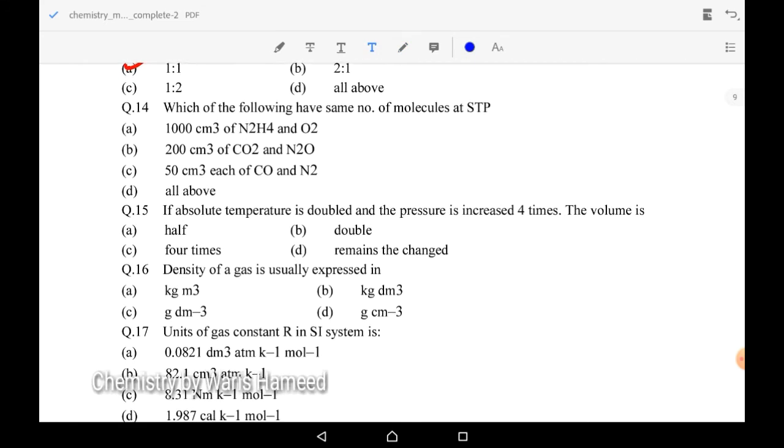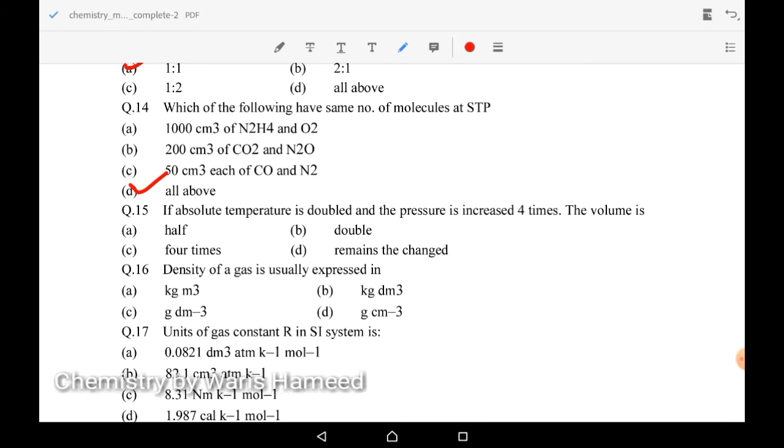Now 14th MCQ. Which of the following have the same number of molecules at STP? We have the gas at 1000 cm cube, and we know that equal volumes of gases will have an equal number of moles, and an equal number of moles will have an equal number of molecules. In all three cases, the volumes are equal, so all will have an equal number of molecules. So the correct option is D.